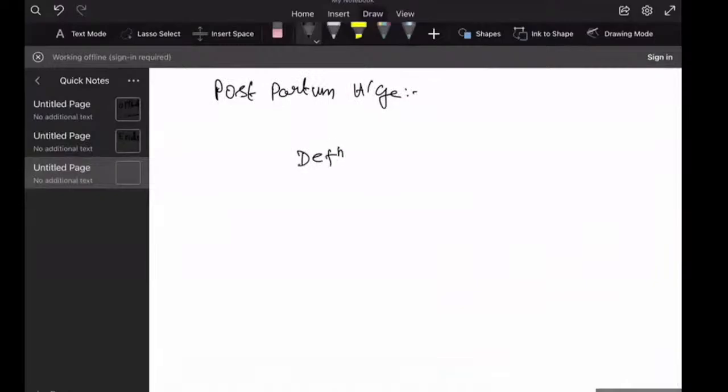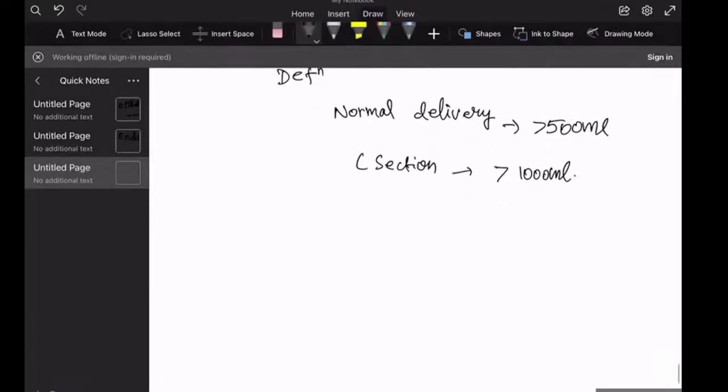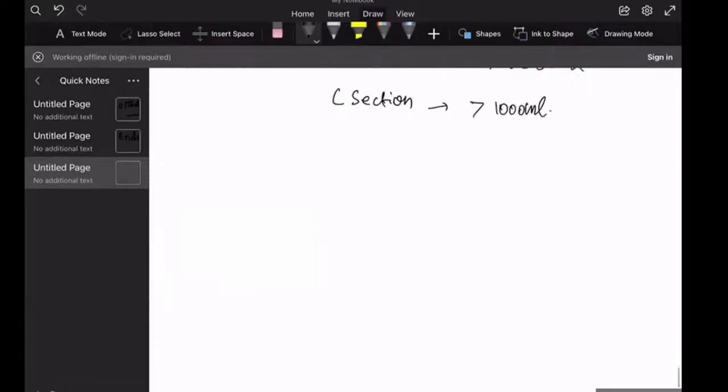Definition: how much blood loss in normal delivery is called postpartum hemorrhage? 500 ml. And in C-section, 1000 ml. We also have mild, moderate, severe. Mild is 500 to 1000 ml. Moderate is 1000 to 2000 ml. Severe is more than 2000.